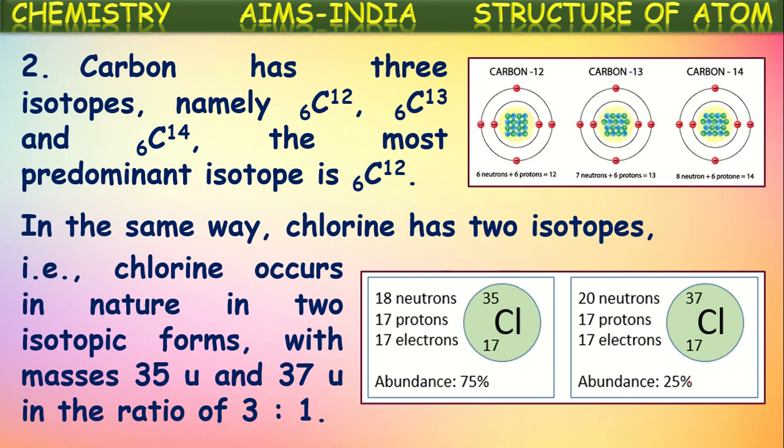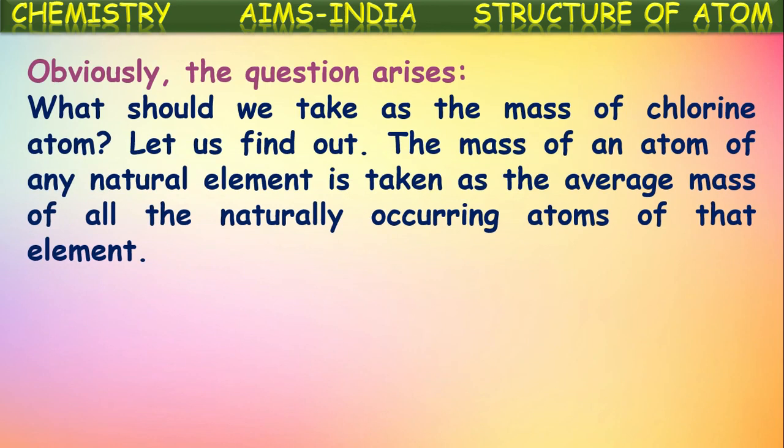Now we may get one doubt. Obviously, the question arises: what should we take as the mass of a chlorine atom? We are expressing two different mass numbers. Then what should be its atomic weight or atomic mass? What should we take as the mass of the chlorine atom? Now let us try to find it out.